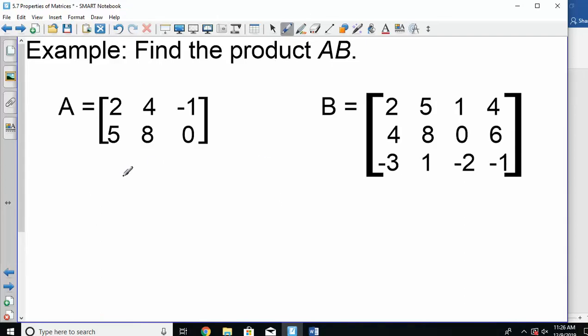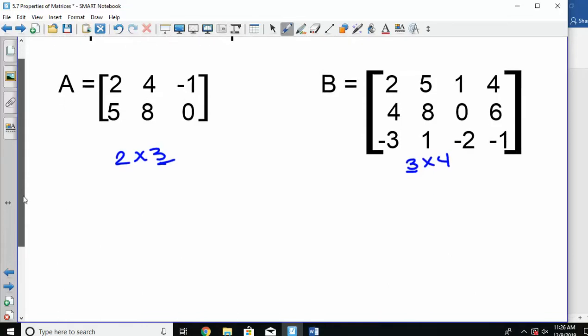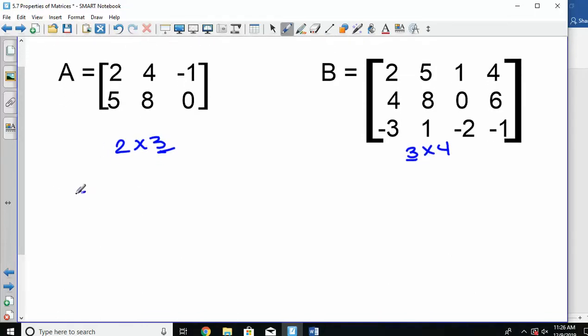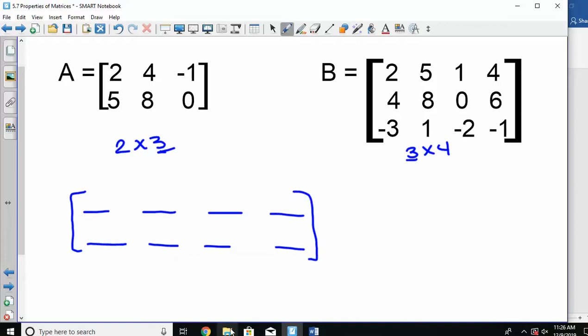What is the size of the first matrix? It's a 2 by 3. What's the size of the second one? 3 by 4. Since my 3's match, that means I can multiply it. What size will my final answer be? 2 by 4. So I should have 2 rows and 4 columns. So those are the numbers we have to find.